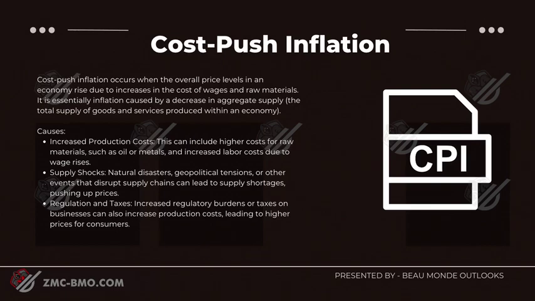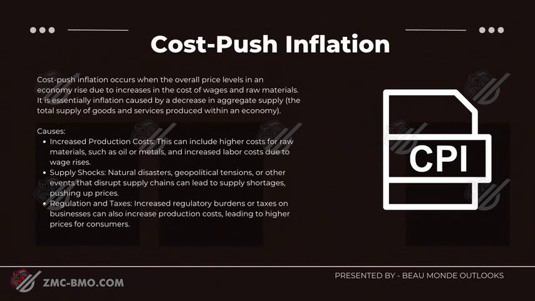So let's look at the causes. Increased production costs. This can include higher costs for raw materials such as oil or metals, and increased labor costs due to wage rises. Supply shocks can be natural disasters, geopolitical tensions, or other events that disrupt supply chains, and this can lead to shortages. Regulations and taxes. Increased regulatory burdens or taxes on businesses can also increase production costs, leading to higher prices for consumers.